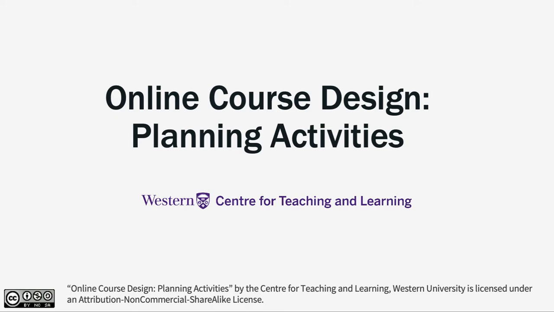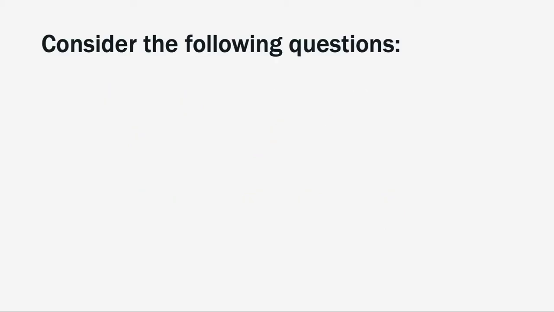The third and final step of an online course design process is to plan your activities. These are the activities that both you, the instructor, and your students will need to engage in working towards demonstrating the intended learning outcomes of the course.